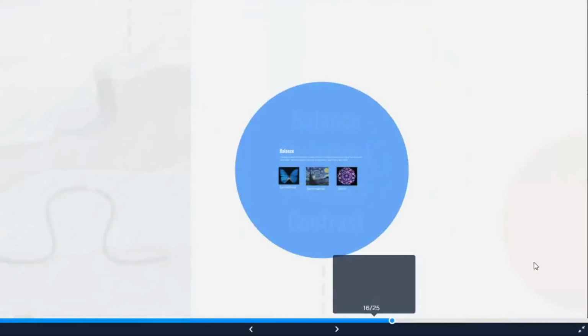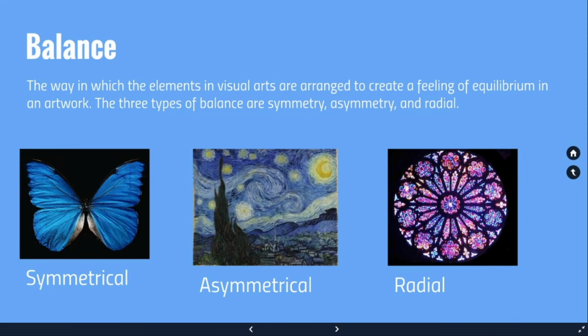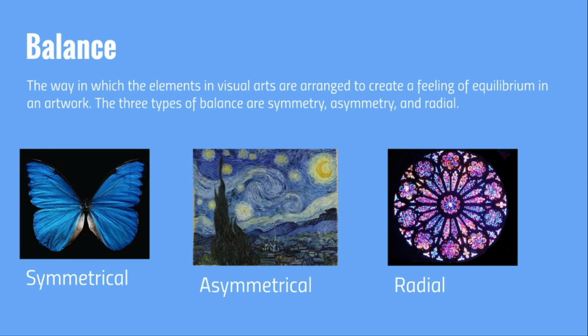So let's go to the next one. So this first half, I'm going to talk about balance. Balance is basically the way in which elements in visual arts are arranged to create a feeling of equilibrium in an artwork. There are 3 types of balance, and that's symmetry, asymmetry, and radial balance.